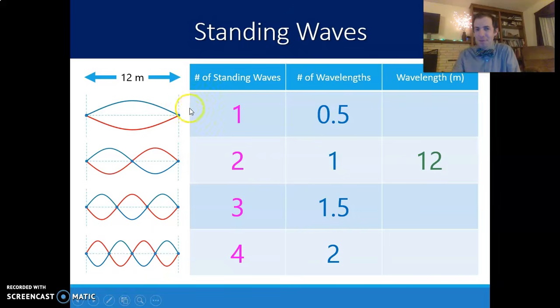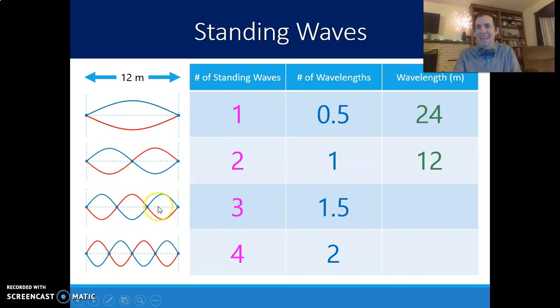If half of a wave happens in 12 meters, if you think to yourself, okay, half a wave in 12 meters, if I needed a whole wave, I would need 2 halves. So 12 plus 12 will give me a wavelength of 24. It gets a little bit harder if you go down. Here, we said that this part here, these 2 standing waves, that is 1 wavelength. And then we have another half of a wavelength.